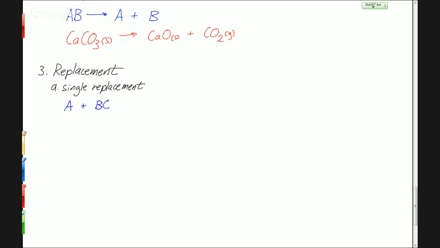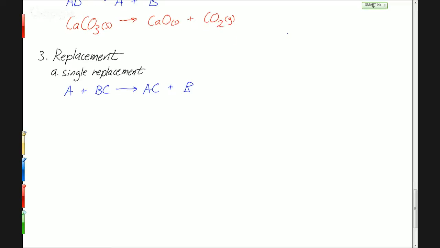You have one kind of thing by itself, an atom, an element, and then you have a compound, BC, and they switch places. One of them comes out and becomes an element on its own, and the other one goes with whatever was there before. Some examples of this: zinc metal can react with hydrochloric acid to form zinc chloride and hydrogen gas.